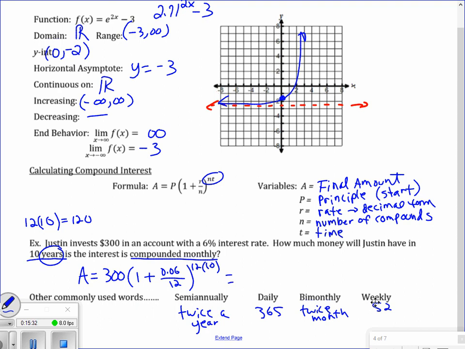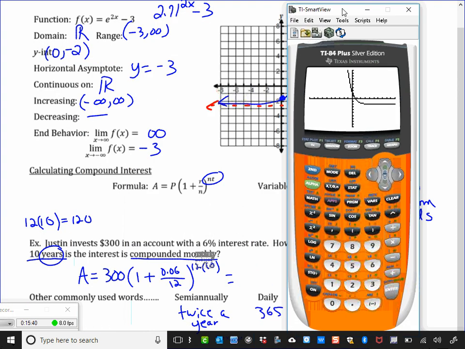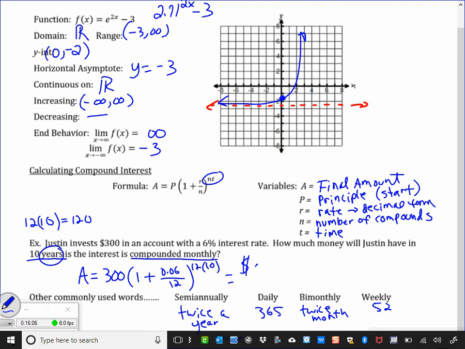Okay, so I'll just put 12 times 10 so you remember that, but it should make obvious sense to you. All right, so from here, of course, we're going to just get that in our calculator. Let's see, I got 300 times 1 plus, make a fraction, and I'm just going to put 120 out there. All right, so there's how much money Justin will have: $545.82.